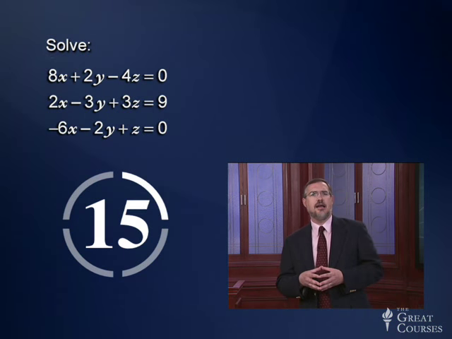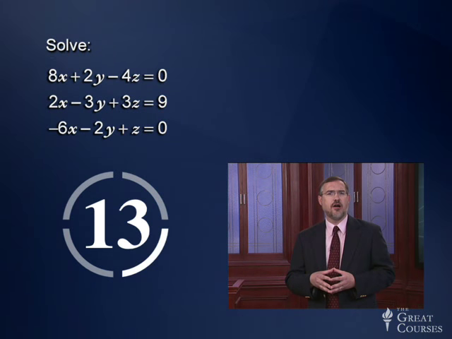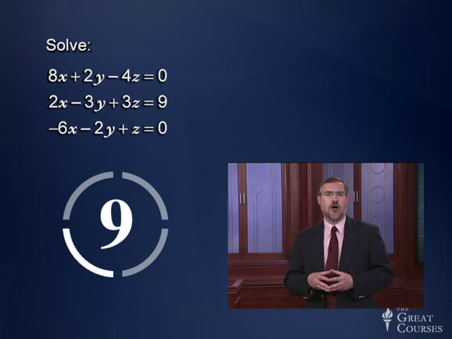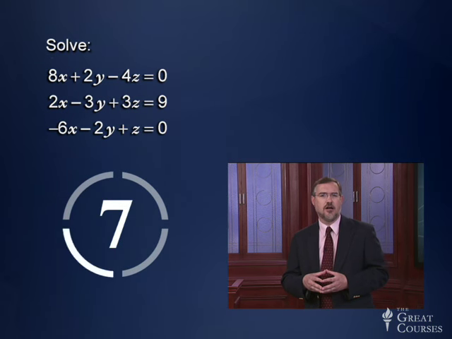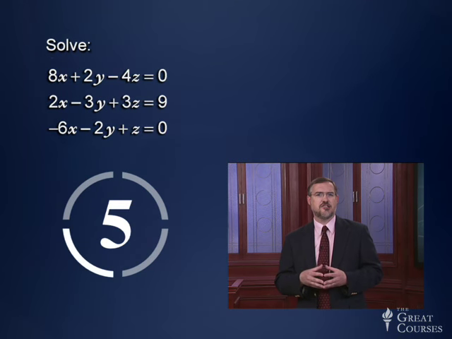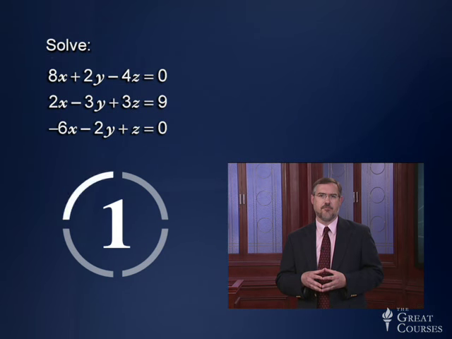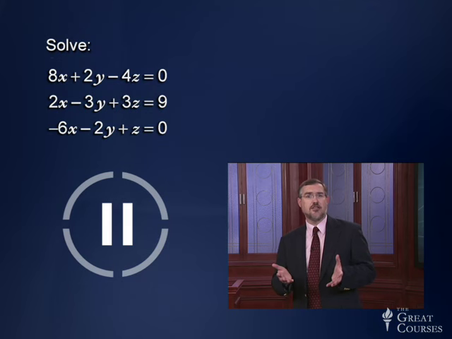Here's the system. Let's solve 8x plus 2y minus 4z equals 0, 2x minus 3y plus 3z equals 9, and negative 6x minus 2y plus z equals 0. Well, do you think you got the right answers?